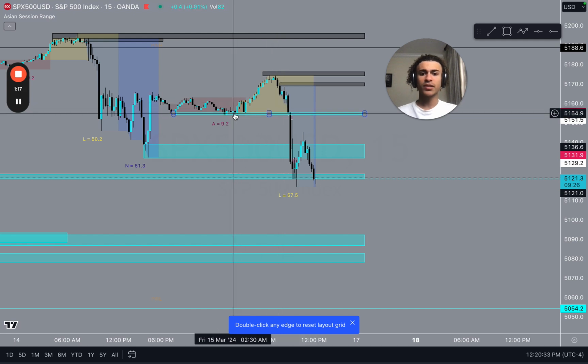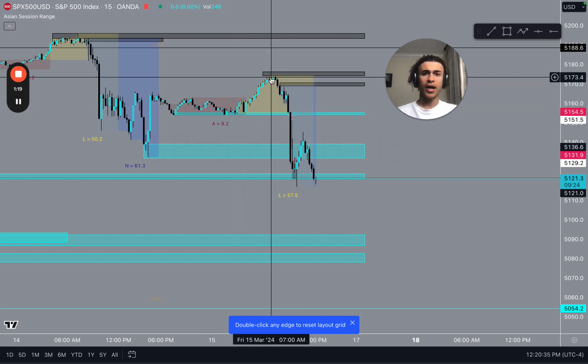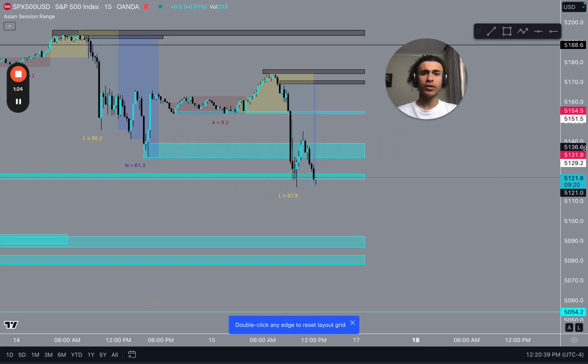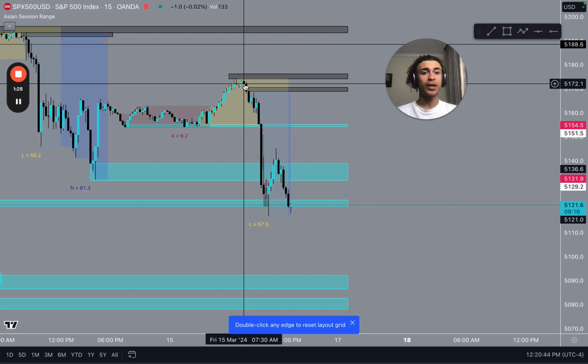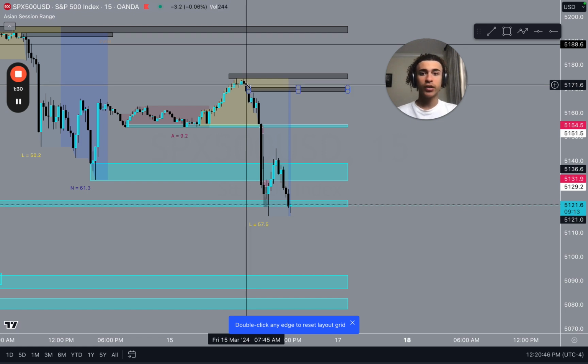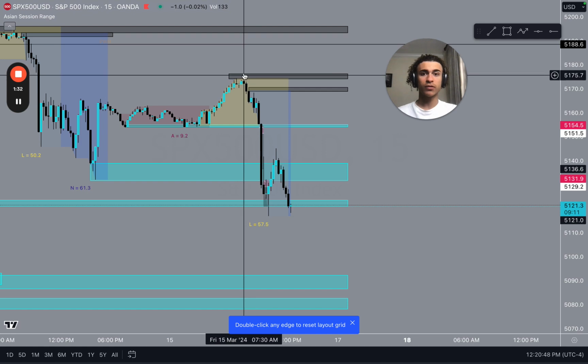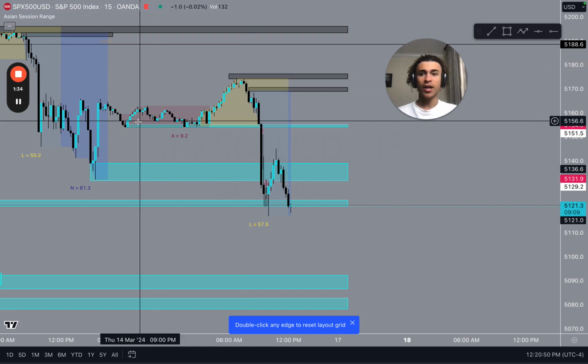So this is London, right? Let's look at the London high. You can see right here, you could have taken some shorts, right? You could have gotten into a short position off of this little rejection. People often ask me, how do you know that it's going to react? You can see we didn't hard close above this, right? A hard close is a full candle confirmation close, right? So this would have been a hard close.